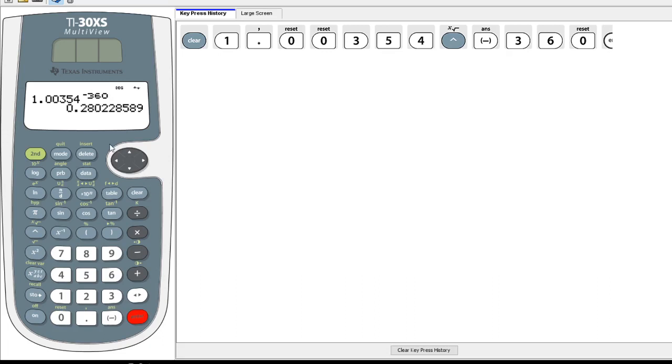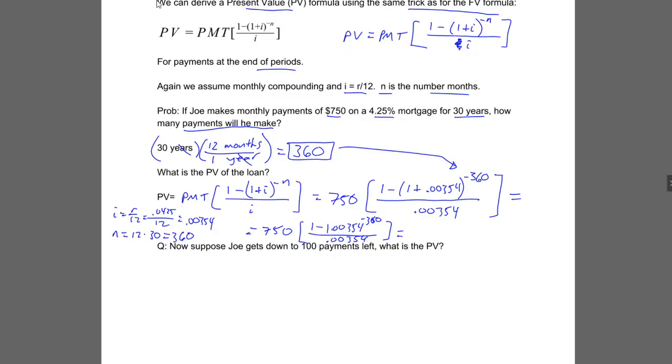And then it's 0.2802, roughly. Okay, so let me switch us back. So we have 750 times 1 minus 0.2802, over 0.00354. And then just taking steps one at a time here. 1 minus 0.2802. Plunk that in there.